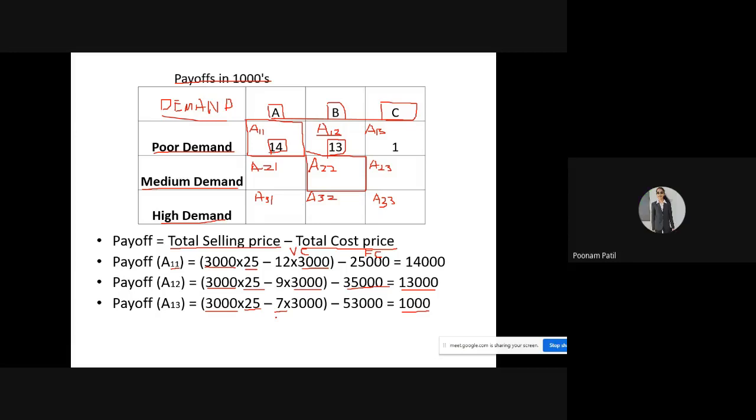So for A21, 66,000. A21 is 66,000. I'll just write here 66. So others calculate and just tell me. And for A22, 77,000. Okay. And A23, 73,000. Okay, fine. So others check whether you are getting some other values.